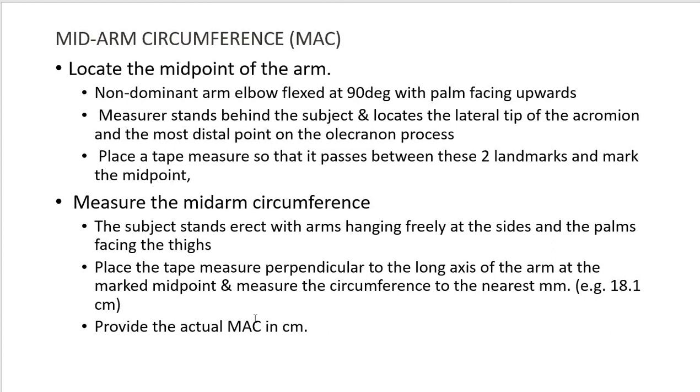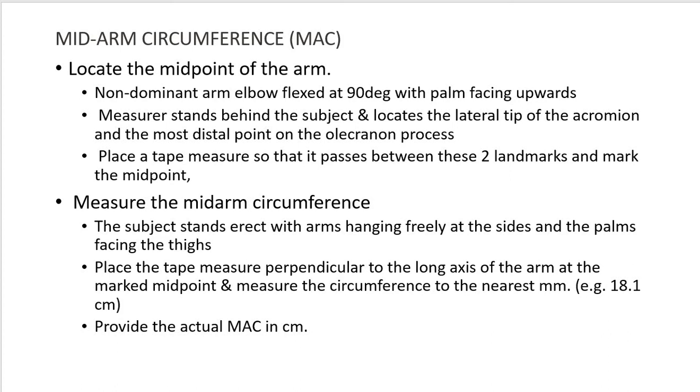Then place the tape measure perpendicular to the long axis of the arm at the marked midpoint and measure the circumference to the nearest millimeter. For example, 18.1 centimeters or 19.1 centimeters, the nearest measurement we take, and that will give the MUAC. Usually we report the MUAC in centimeters only.